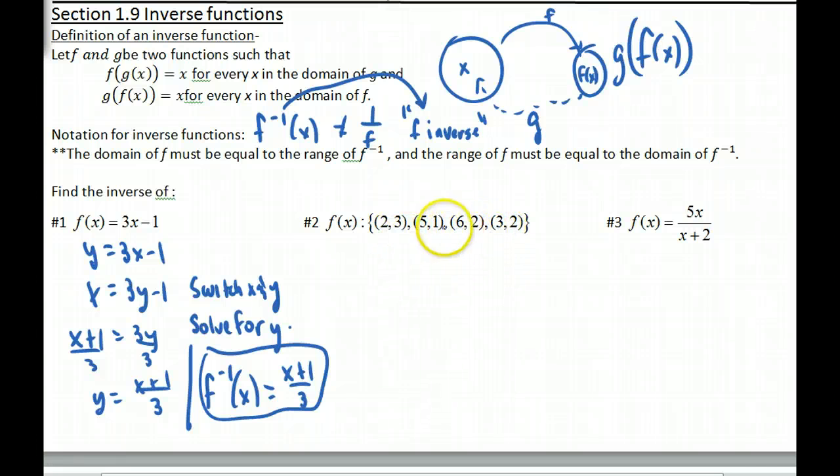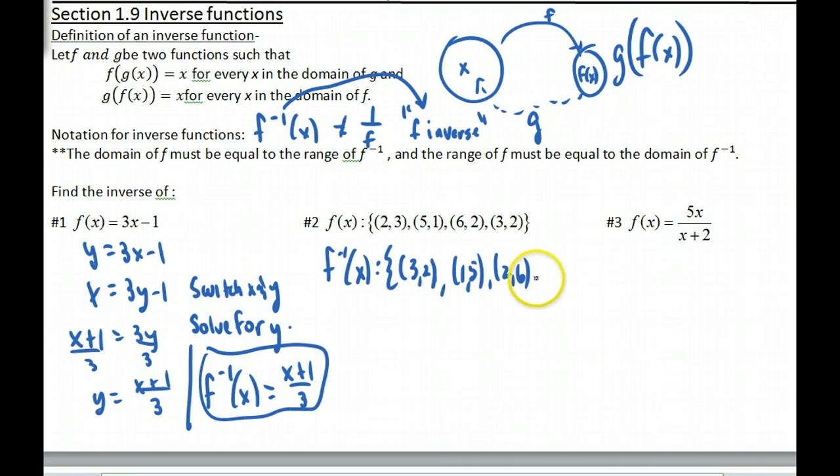I have all these x inputs, and then I have all these y outputs. Well, to find the inverse, and these are just points, all I do is I switch them around. So this would be 3, 2. Switch them around. 1, 5. 2, 6, and 2, 3.